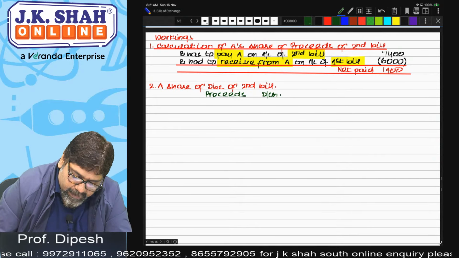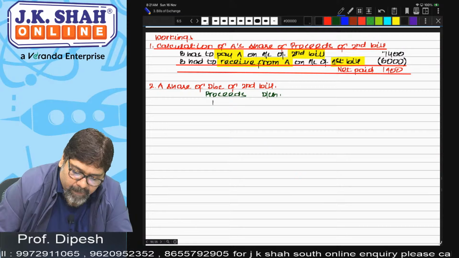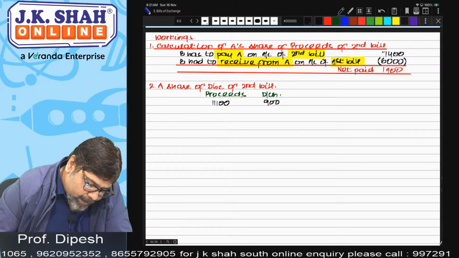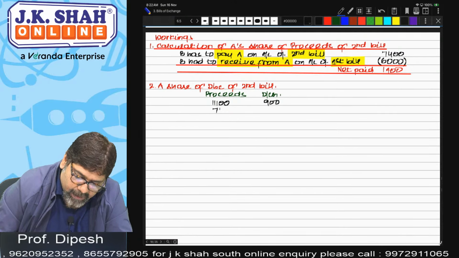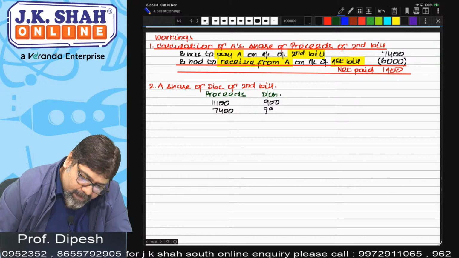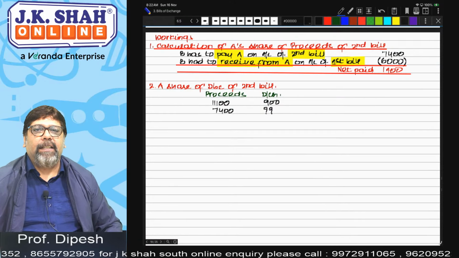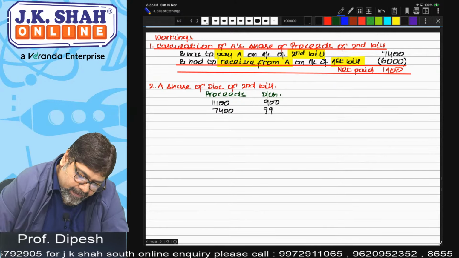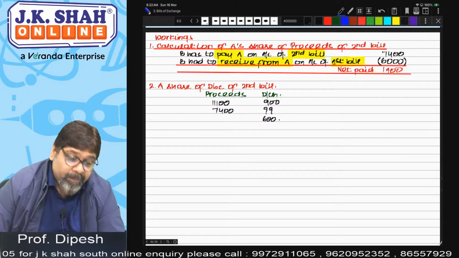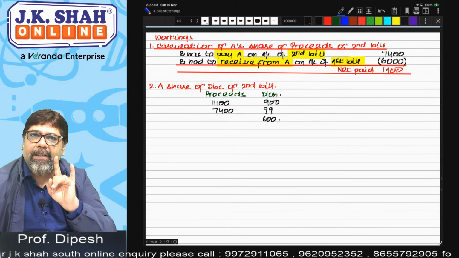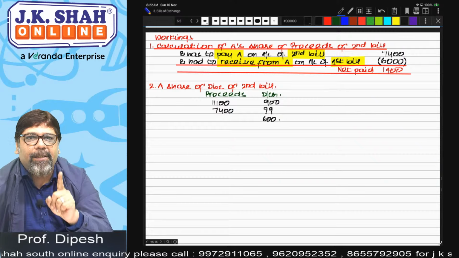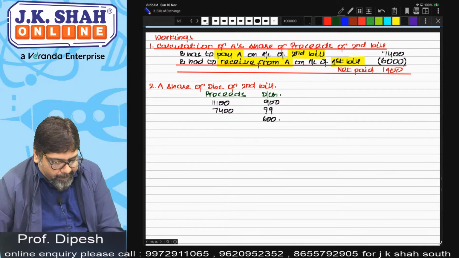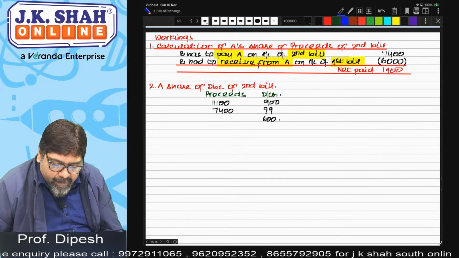If proceeds is 11,100, then discounting charge is 900. If share of proceeds is 7,400, how much is discounting charges? Correct, 600. Now some people will apply the ratio. In this case ratio works, but not in all cases. So I request please don't use ratio. Correct?